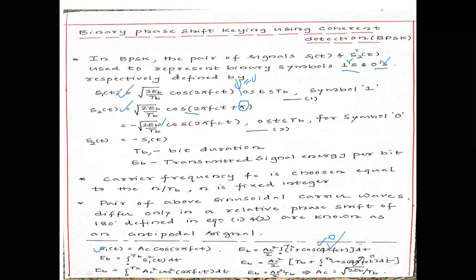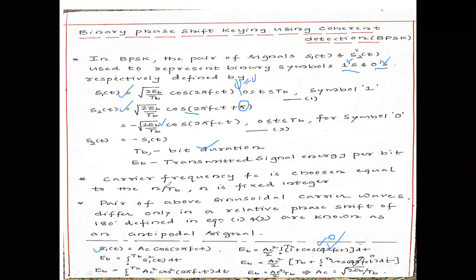So you can observe both these signals, S1 of t and S2 of t. The amplitude remains the same, cos 2 pi fct, and here also cos 2 pi fct. What is the change you can observe here? There is only a change in the sign, right? So we can write S2 of t is equal to minus S1 of t, right? Where Eb is known as the transmitted signal energy per bit and Tb is known as the bit duration.